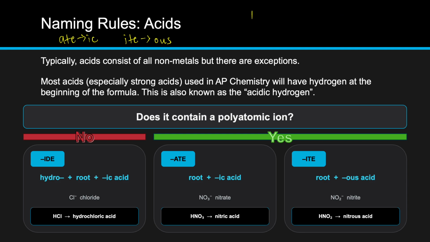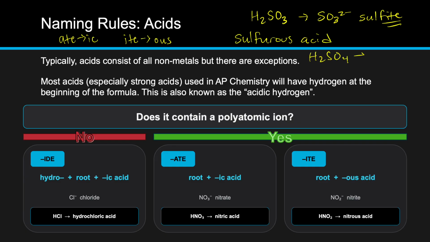So let's say we had H2SO3. This is SO3 2 minus, which is sulfite. So because it's ending in ITE, we're changing it to OUS. So it'd be sulfurous acid. But if it was H2SO4, which is SO4 2 minus, that's sulfate. So that would be sulfuric acid. And again, sulfur is one of those little exceptions where we do more than just the root, we do the whole word. So keep that in mind.